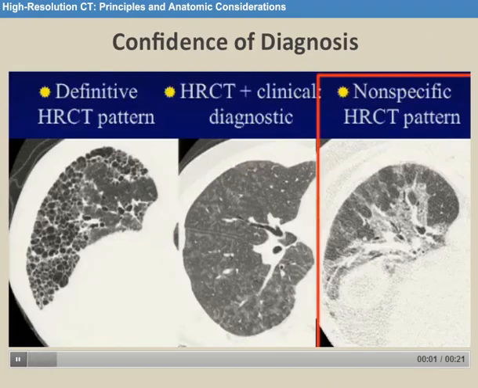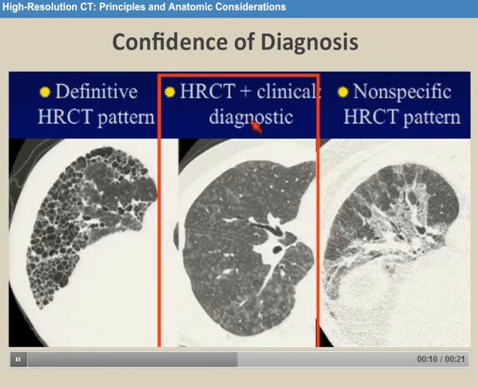Of course, if it's a non-specific pattern on CT, you need pathology in most cases because you can't make the diagnosis confidently on the CT scan. In most cases where you have these patterns of injury, like this ground glass central lobar nodules, you have a clinical history. But what if you don't? What if you see this patient and there is no exposure, no cigarette smoking, no connective tissue disease? What do you do then?